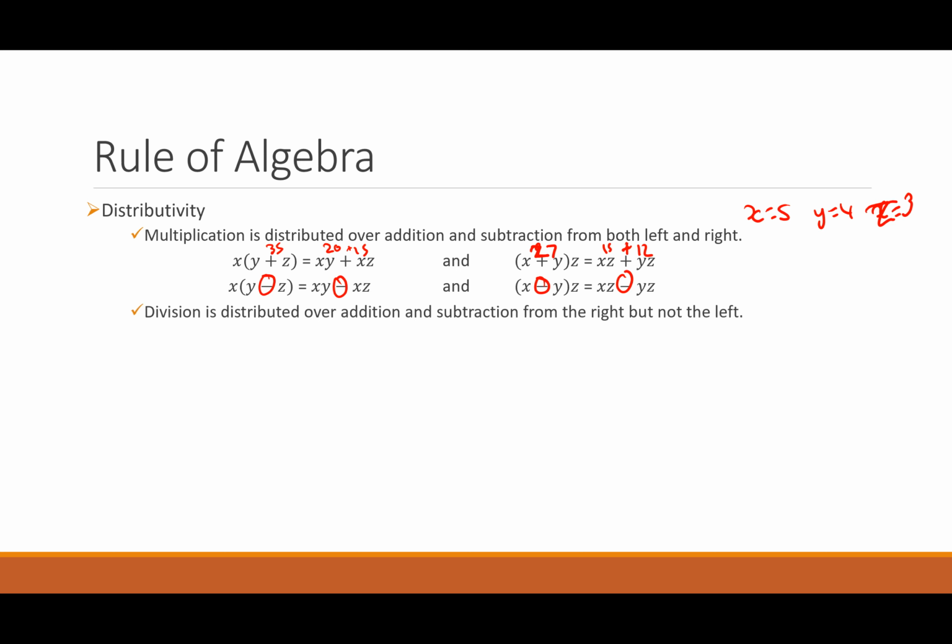Division, however, is only distributed over addition and subtraction from the right side and not the left side. What does that mean? Well, if you did x plus y and then you divide it by z, that would be the same as if you did x divided by z plus y divided by z. So let's look at that example. x plus y is 9. 9 divided by 3 equals 3. And then if you did a bit of work here, 5 over 3 plus 4 over 3 equals 9 over 3 equals 3.